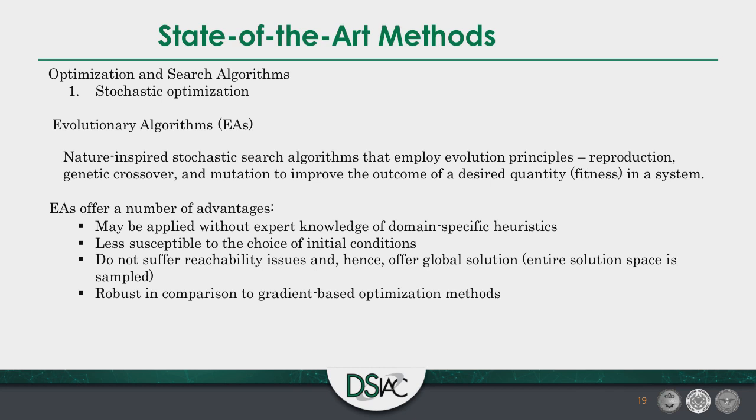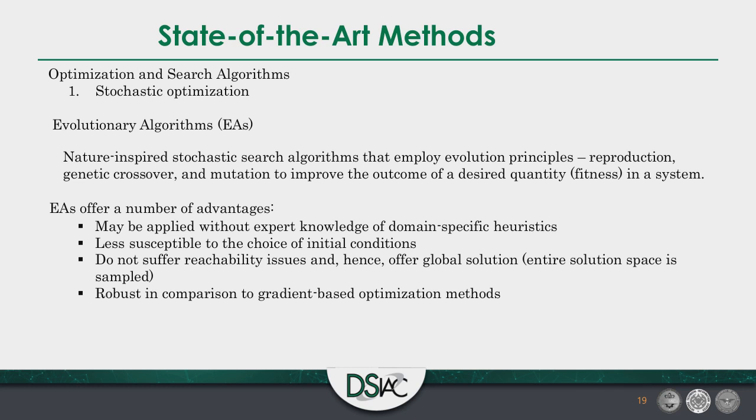Another algorithm family is evolutionary algorithms. Again, these are nature-inspired stochastic search algorithms which employ evolution principles. In the case of a genetic algorithm, which is one example of evolutionary algorithms, they use principles of reproduction, genetic crossover, and mutation to improve the outcome of a desired quantity, namely the fitness criteria in a system. They offer a number of advantages. They may be applied without expert knowledge of domain-specific heuristics. They are less susceptible to the choice of initial conditions. They appear to be less susceptible to reachability issues, and hence offer a global solution.